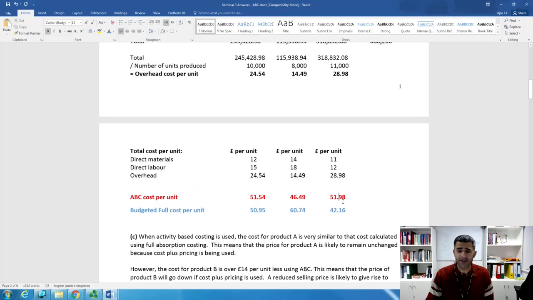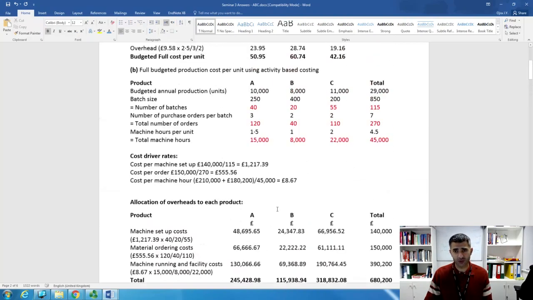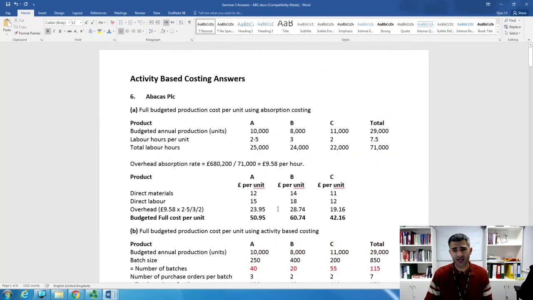Again, the point here, you need to understand how ABC makes the cost per unit more accurate, and it will result in better decision making. So remember this. Hopefully this will help you to understand ABC in more detail. And as I said, the rest of the question is almost the same. A little bit of tricks, but the idea is the same.